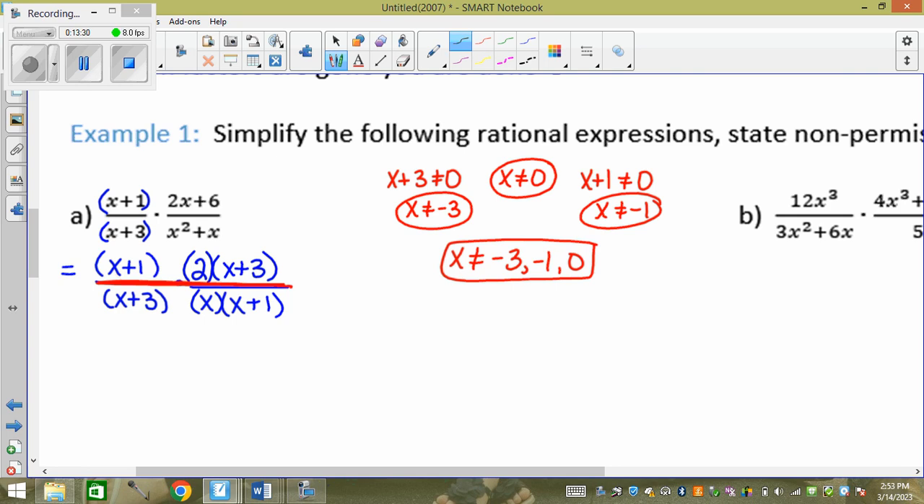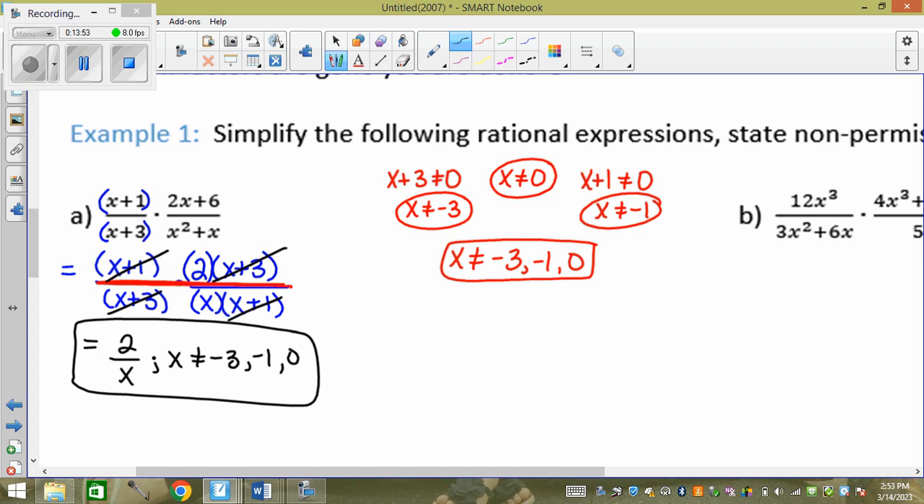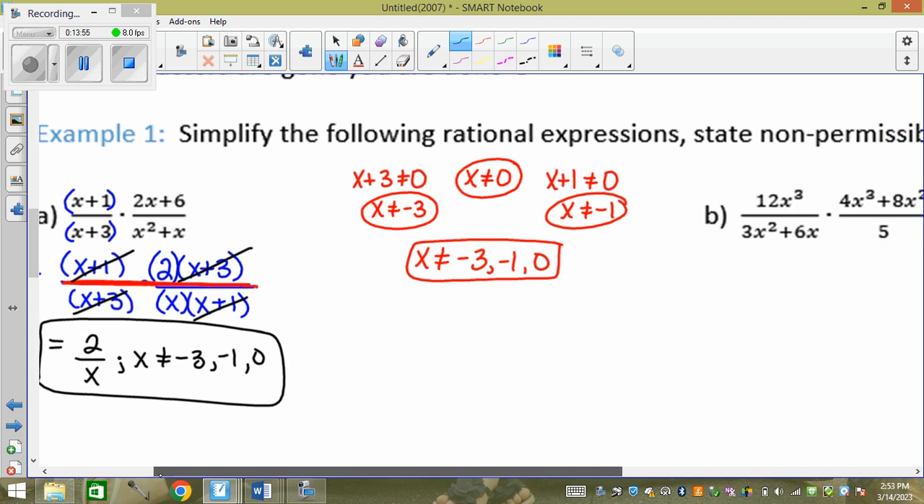So I have an x plus 3 here and an x plus 3 here. They're gone. Because I have a full numerator, full denominator now, right? X plus 1, gone. 2 and x, can I take anything out of those? Nope. 2 over x, semicolon, x can't equal negative 3, negative 1, 0. You try B.